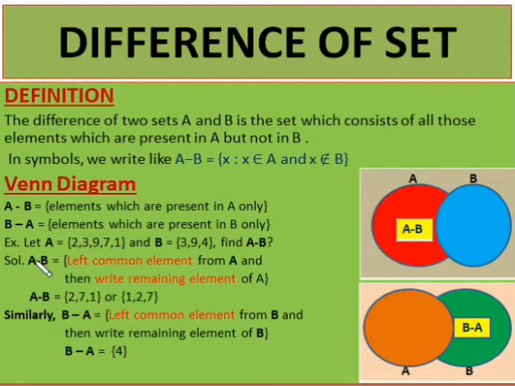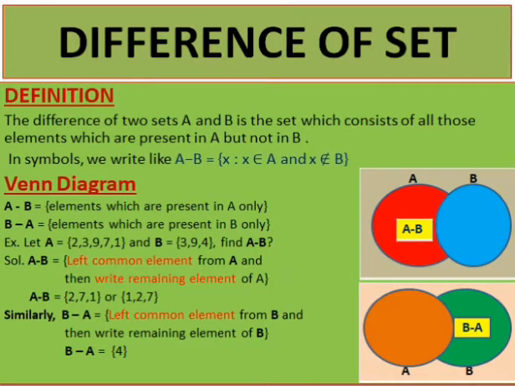Now A minus B, let us take an example. A is equal to 2, 3, 9, 7, 1 and B is equal to 3, 9, 4. 3 and 9 are common here. That's why A minus B is the remaining elements after avoiding 3 and 9, that is 2, 7, 1. Now what is B minus A? In B minus A, we avoid the common elements from B, so that is only 4. Okay, in this way, this is the difference of sets.